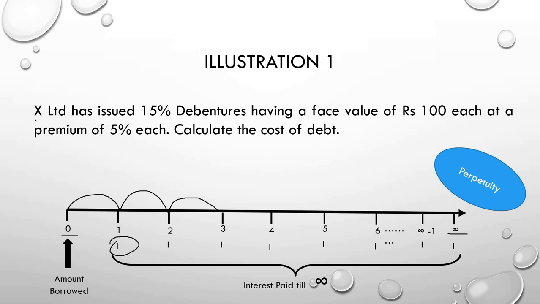Now the question says that X Limited has issued 15% debentures. So 15% is your coupon rate, and the debenture face value is 100.